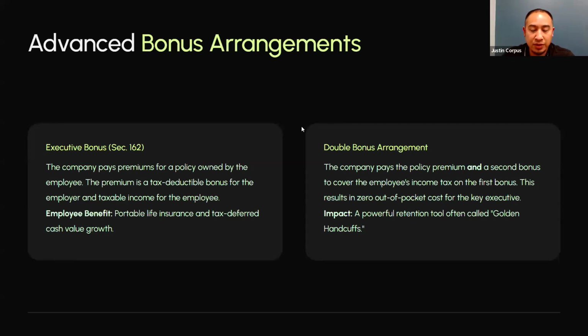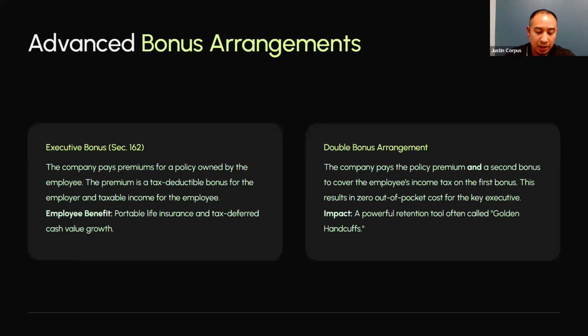So key person insurance, there's different types. This one right here, an executive bonus arrangement, or Section 162 in the tax code. For a single bonus arrangement, excuse me, the company pays premiums for a policy owned by the employee. The premium is a tax deductible bonus for the employer or company and taxable income for the employee. So the employee benefit for that is portable life insurance and tax deferred cash value growth, right?